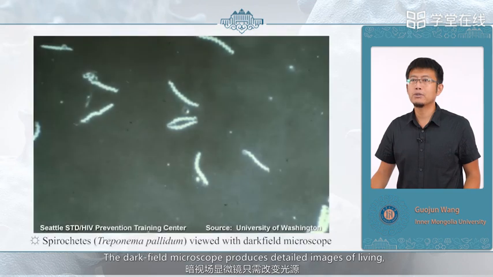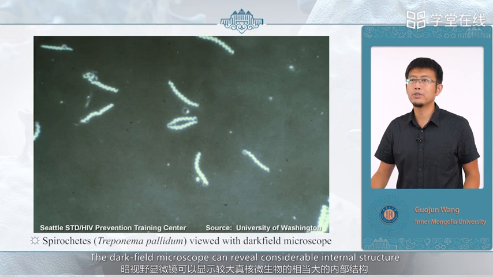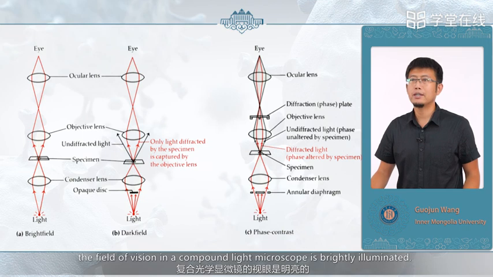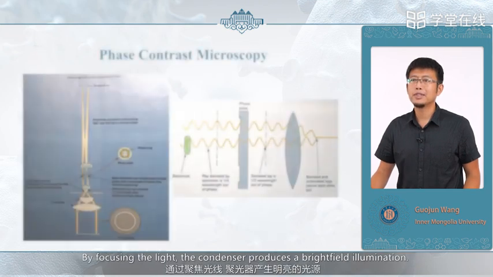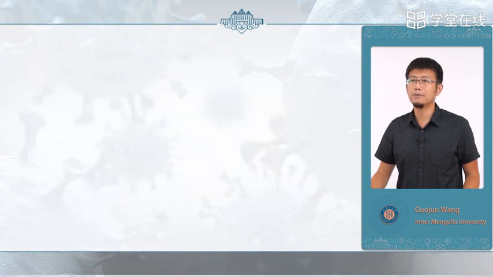The dark field microscope produces detailed images of living, unstained cells and organisms by simply changing the way in which they are illuminated. Dark field microscopy can reveal considerable internal structure in large eukaryotic microorganisms. Under usual operating conditions, the field of vision in a compound light microscope is brightly illuminated. By focusing the light, the condenser produces bright field illumination.